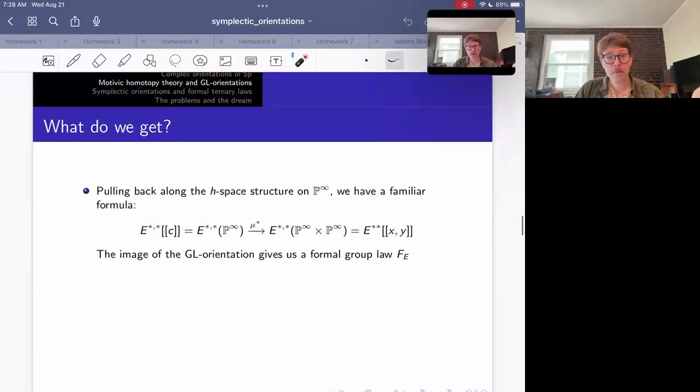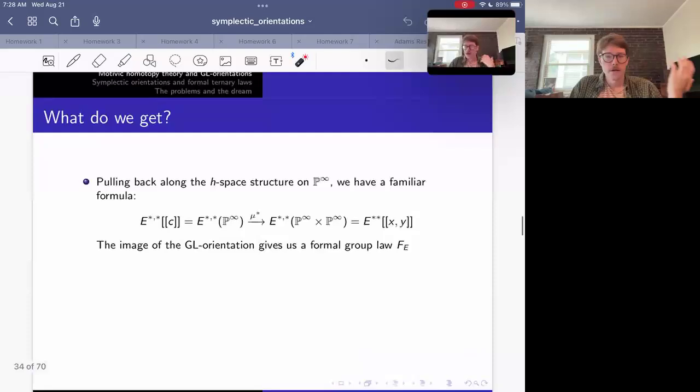So we should look at what we get here. Just as before, we have an H-space structure on P infinity. This is actually, I think, an abelian group object in the category of K-schemes. That's stronger than that, but we don't need it. But pulling back along the H-space structure map, just as before, we get a usual formula. And the image of the GL orientation under this map gives us another formal group law. So if we have a GL-oriented spectrum, I get a formal group law over it, just as before.